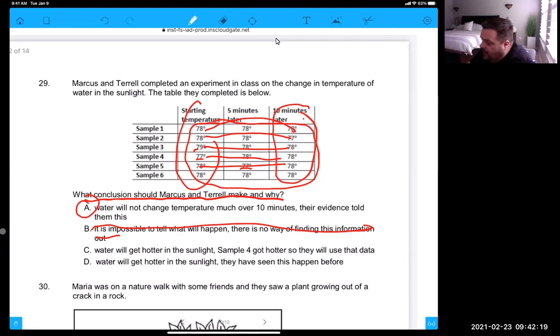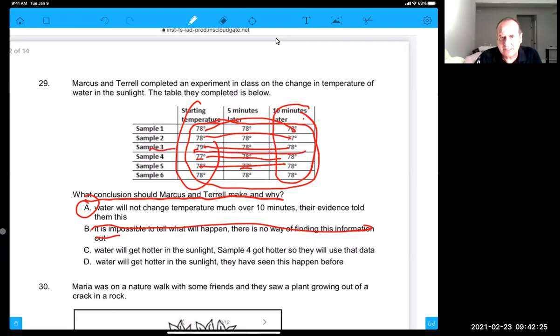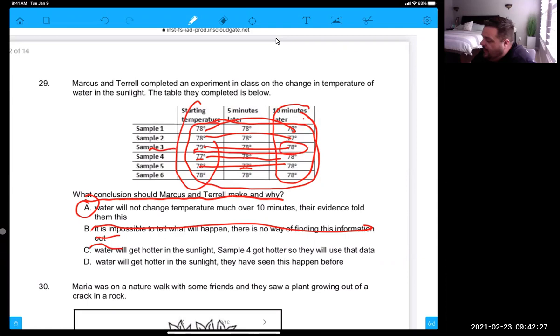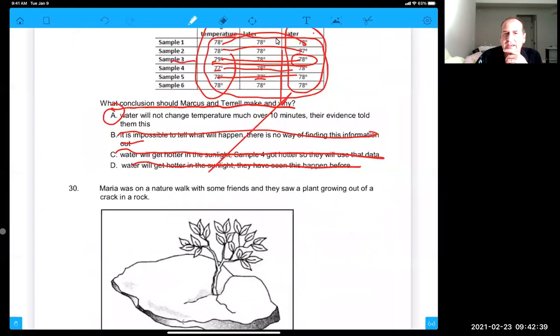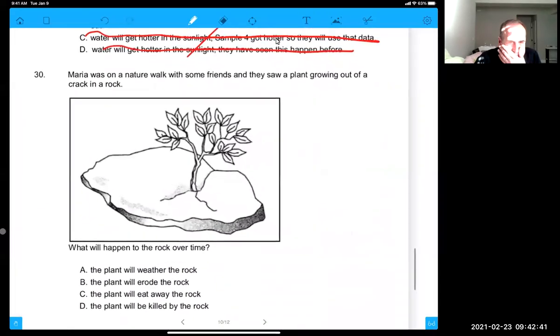The water will get hotter in the sunlight. Sample 4 got hotter? Well, that's not even true. Sample 5 is different. Yeah, Sample 4 did not get hotter, so that doesn't make sense. And it didn't talk about water in the sunlight. So yeah, you just got to get that one. You can look at that and tell it barely changed.